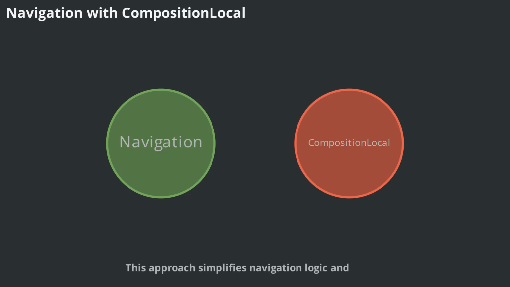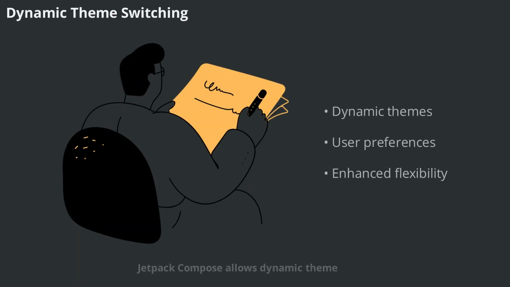This approach simplifies navigation logic and keeps your codebase clean and modular, especially in large apps with complex navigation flows. Jetpack Compose allows dynamic themes switching with the help of composition local. By providing theme data through composition local, you can easily switch themes at runtime and ensure all composables update accordingly. This is particularly useful for supporting dark mode, custom themes, or user preferences, enhancing the user experience and app flexibility.